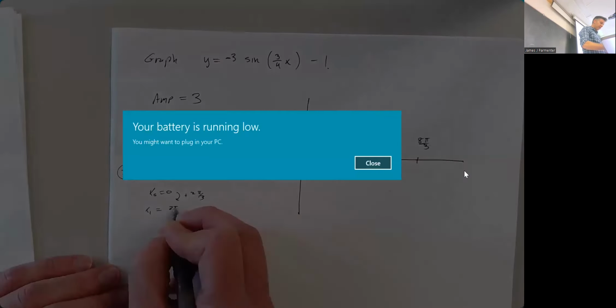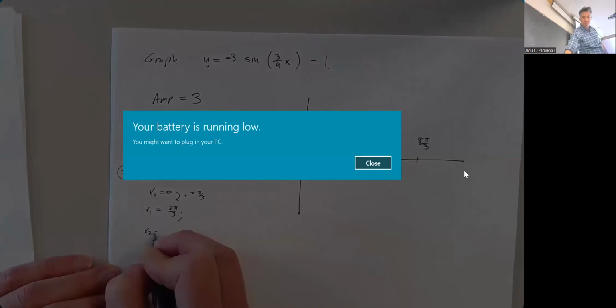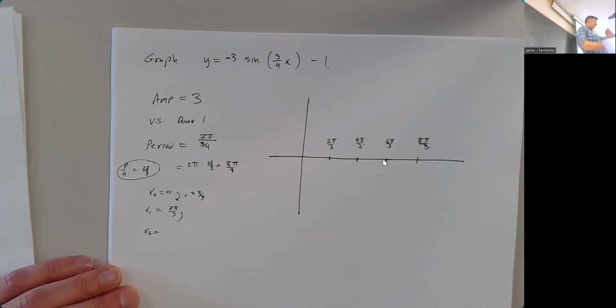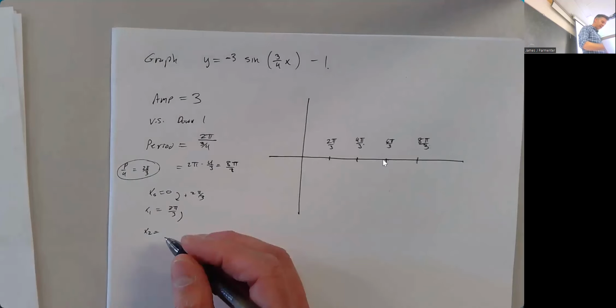Uh-oh, I'm about to lose power. If I add 2 pi over 3 again, hold on, what time have I got? 5 more minutes, so it's not looking good.